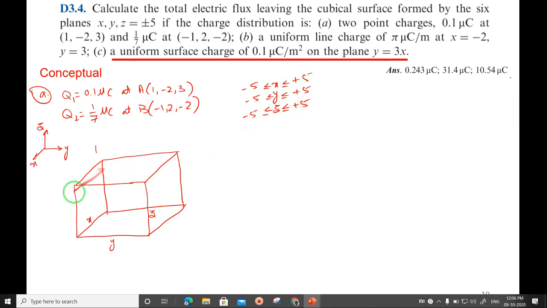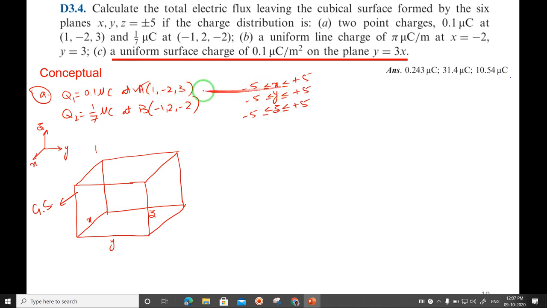I hope this is the Gaussian surface. The Gaussian surface, which is a closed surface, is given, and the charge distribution is given, q1 and q2. Whether q1 and q2 lie within the cubical surface or not, we have to say just by looking at the points. Observe the point A, 1 comma minus 2 comma 3.